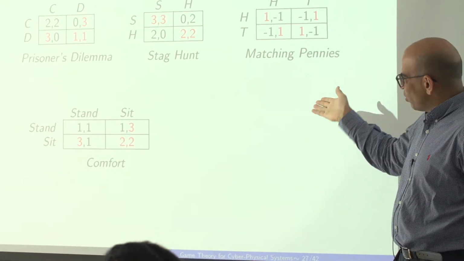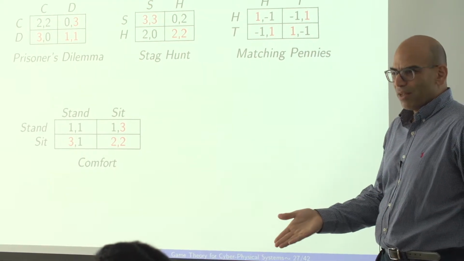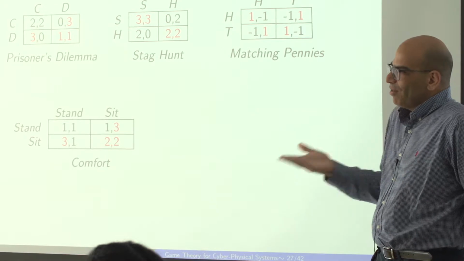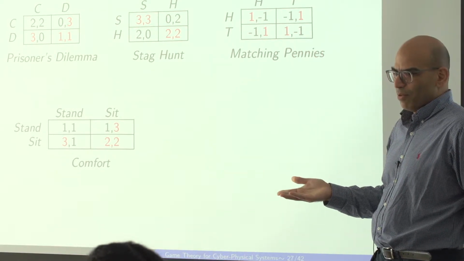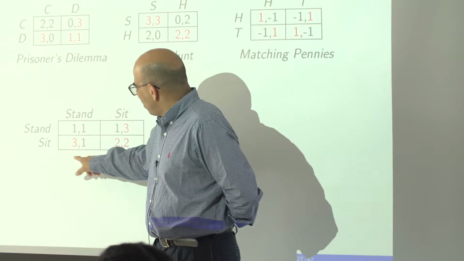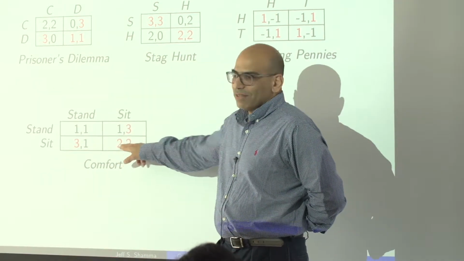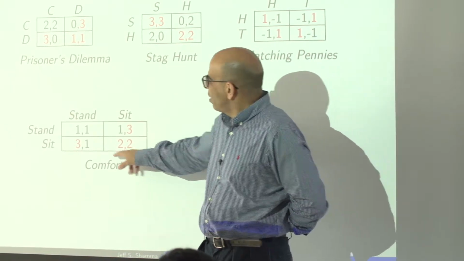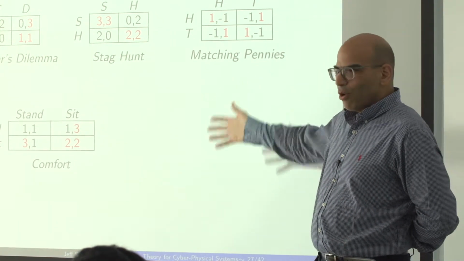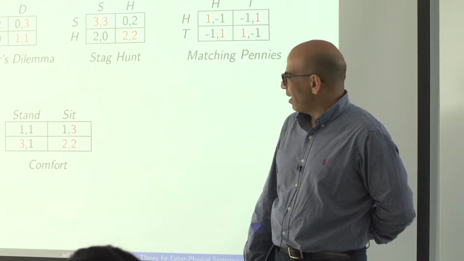Okay, this is the comfort game. The story behind this game is that there's some room on the train, and I prefer sitting to standing, but I don't like sitting next to someone else because it's not as comfortable. Okay. And you can assign all of these. My favorite thing, I'm the row player, is to sit while the other person is standing. My second favorite thing is to sit while the other person is sitting, but it's not as comfortable. And then if I'm standing, I don't care what the other person's doing. Okay? And again, one can go through the best responses and find out that both of us sitting down is the Nash equilibrium of this game.